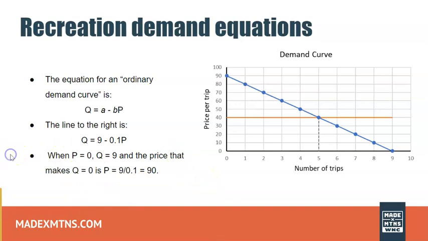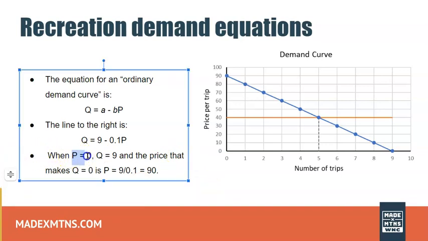So to see how that is graphed, just set price equal to 0, and you get Q equals 9. Okay, and that's the horizontal intercept of that demand curve. Okay, and then if you set quantity equal to 0 in this equation and solve that algebraically for the price that makes quantity equal to 0, that price is going to be $90, and that's the vertical intercept of this demand curve.